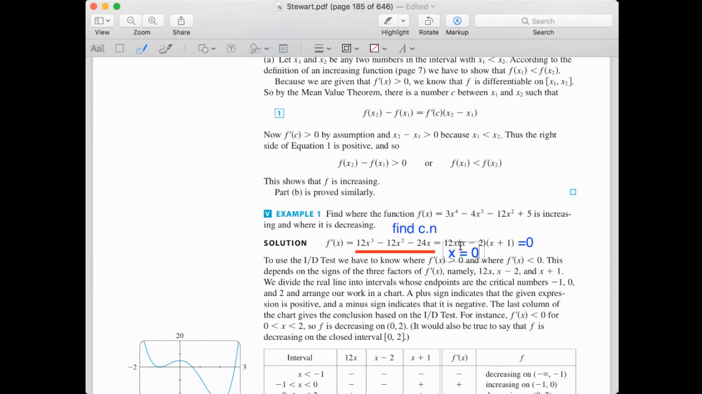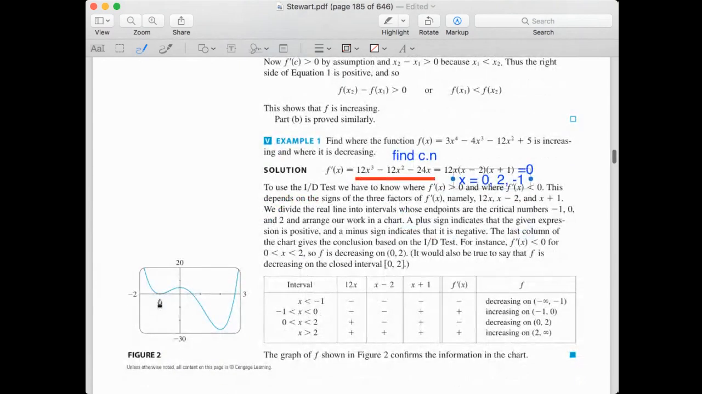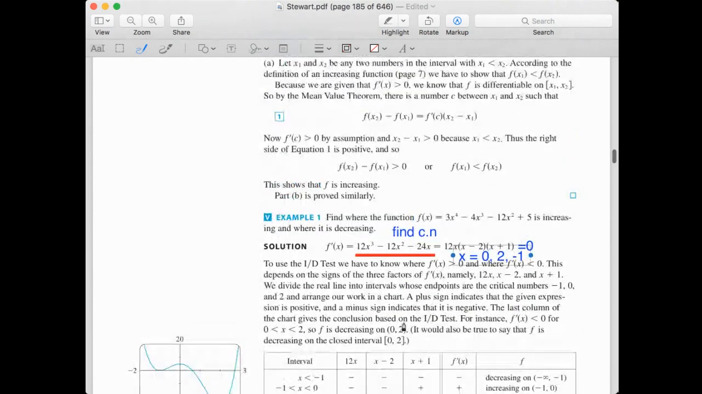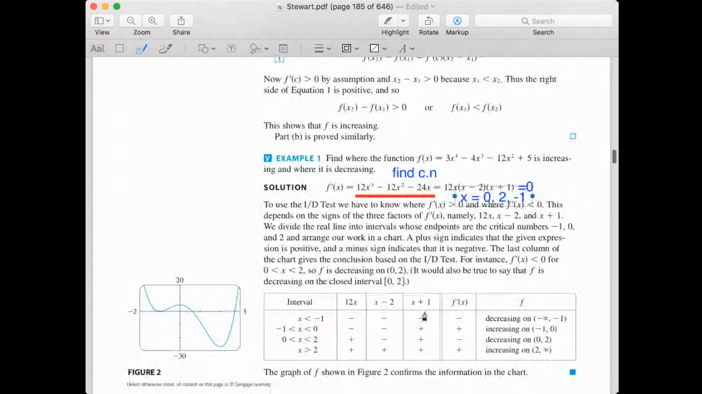X equals 0, 2, and -1. We have these 3 critical numbers. If you see the graph right here, right? We have, is this one? No, this is a derivative. Okay, anyway, let's not look at this. So we have these 3 critical numbers. Actually, yes. You see this one, and this one, right? We have local minimum, local maximum, and local minimum.